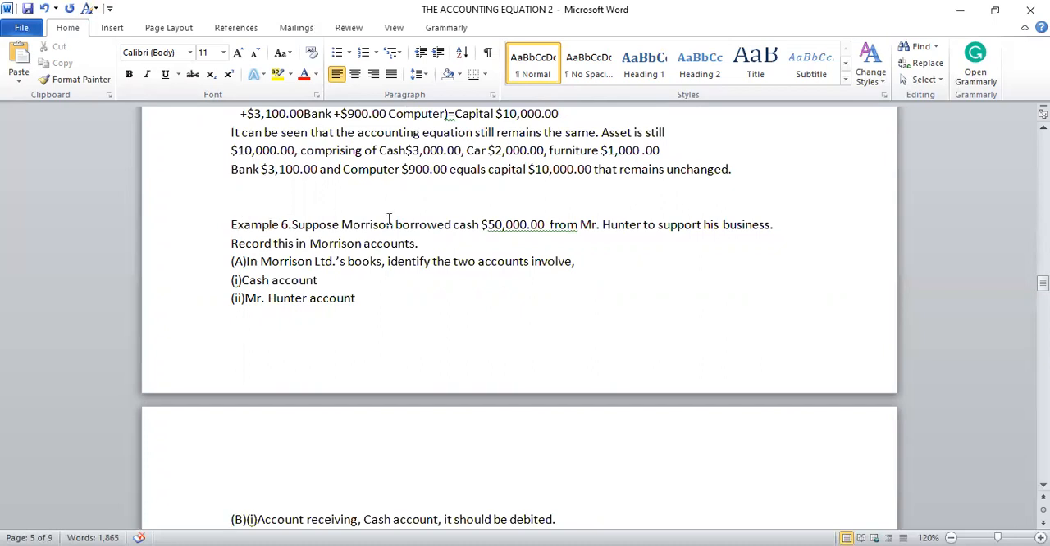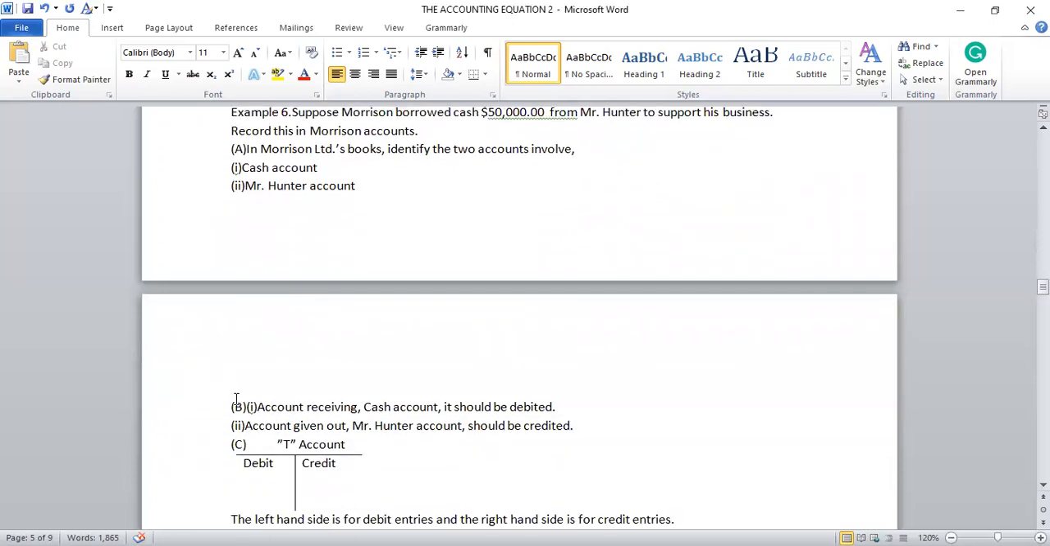Example 6. Suppose Morrison borrowed cash, $50,000 from Mr. Hunter to support his business. Record this in Morrison account. So the double entry principles apply. A, the first step, in Morrison Limited books, identify the two accounts involved. And they are I, the cash account, II, Mr. Hunter account. The second step, the account receiving, cash account, should be debited. The account given out, Mr. Hunter account, should be credited.